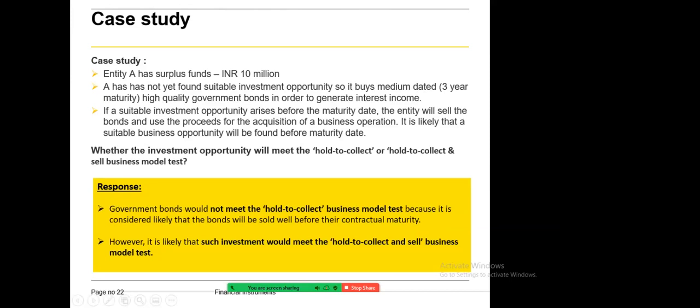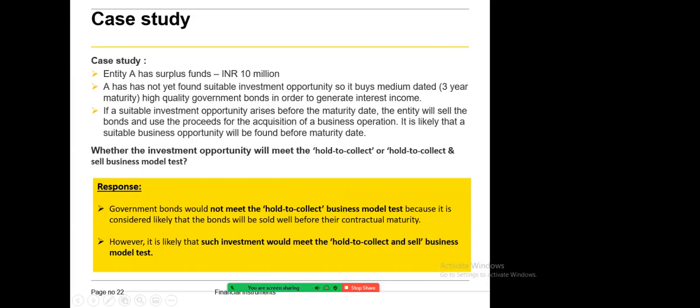Then coming on to the case study, let's discuss it with the help of a case study. The entity has a surplus fund of 10 million. A has not yet found a suitable investment opportunity, so it buys medium-dated, 3-year maturity, high quality government bonds in order to generate interest income. If a suitable investment opportunity arises before the maturity date, the entity will sell the bonds and use the proceeds for the acquisition of a business operation. It is likely that a suitable business opportunity will be found before the maturity date.